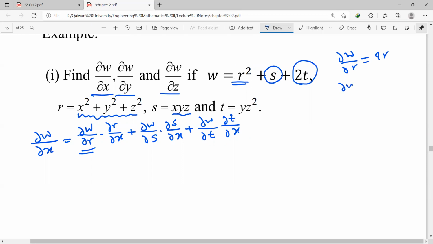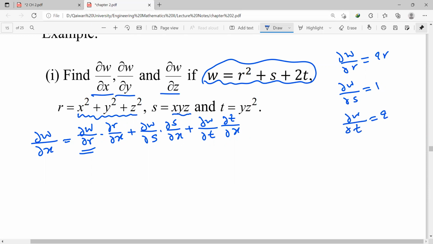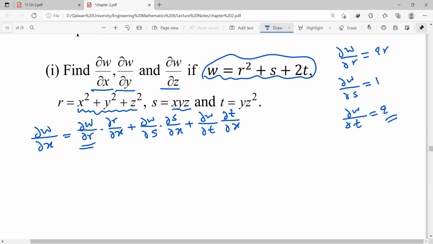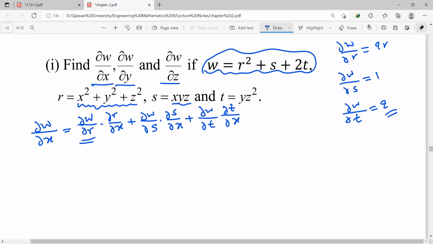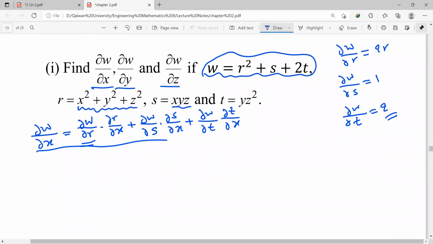Then partial w by partial s is, what's partial w by partial s? Derivative of this function, yeah, it's 1, because here this term becomes 0, and this term also. And you just get the derivative of s, which is 1. And partial w by partial t is 2, is it? Okay, and now we plug in the derivatives here in the rule.